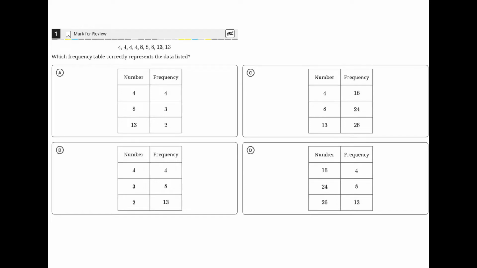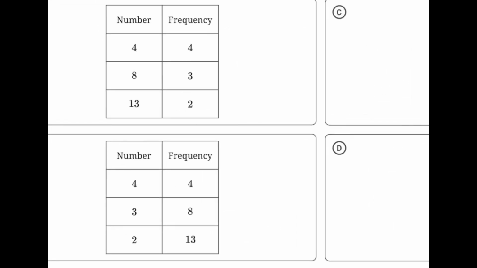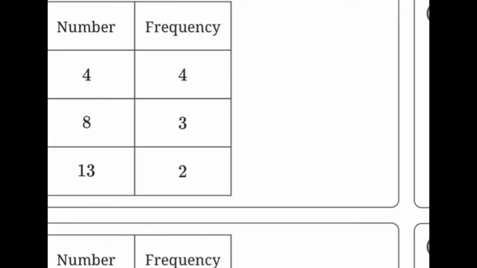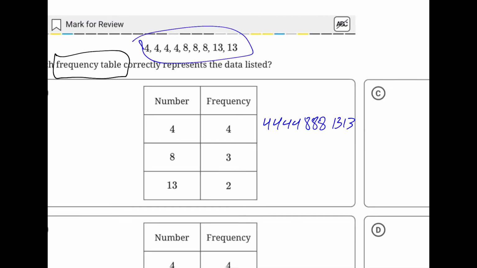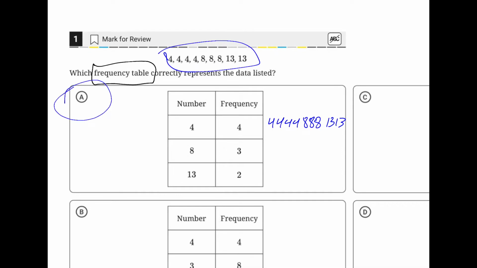Digital Practice Test 1, Module 1. A frequency table has a variety of numbers on the left and how many times they occur on the right. So this table here would represent the number 4 times, the number 8 3 times, and the number 13 twice. That's exactly what we have here, so A is our choice.